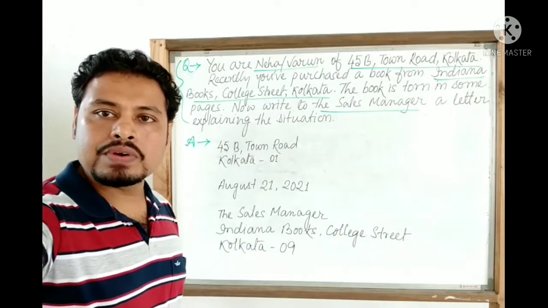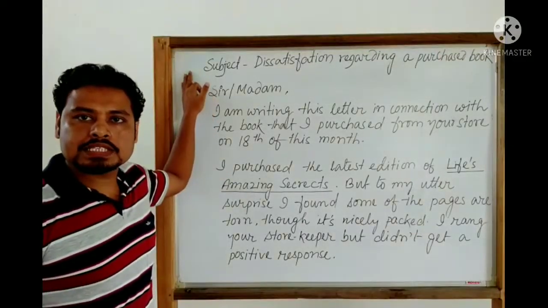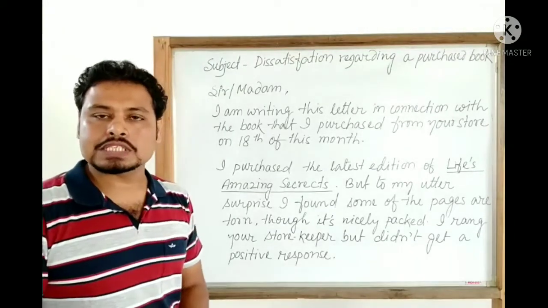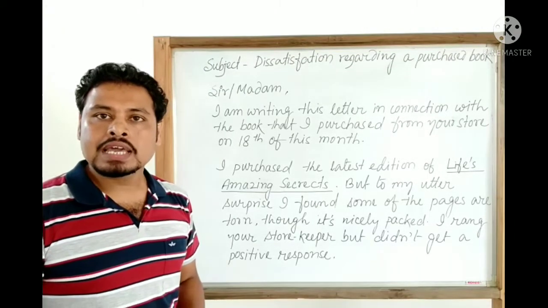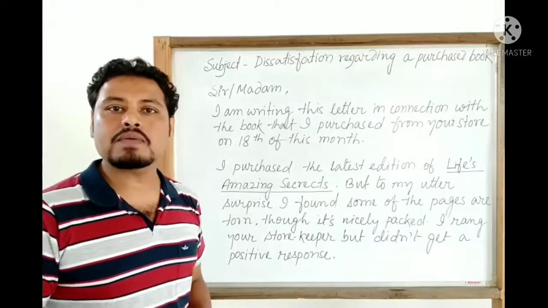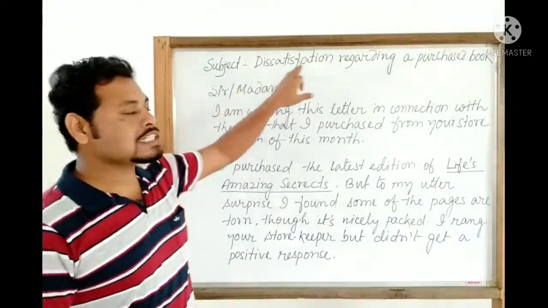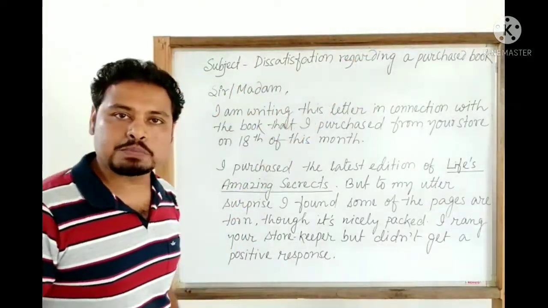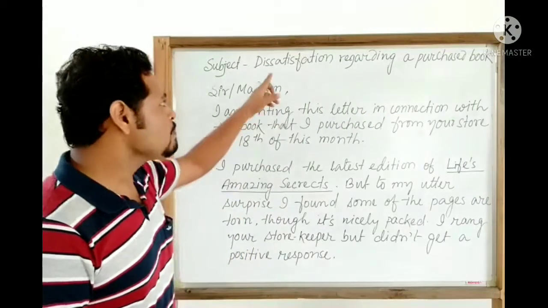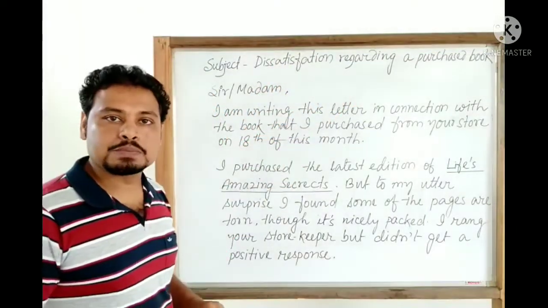After this, we would follow the next steps. So after receiver's address, we need to put the subject. Now the subject is itself in the question paper, because you are not satisfied with the purchased book. The book is torn in some of the pages. So I have put it like this: dissatisfaction regarding a purchased book. The book that you purchased, you are not satisfied with that. So the subject I have put like dissatisfaction regarding a purchased book.